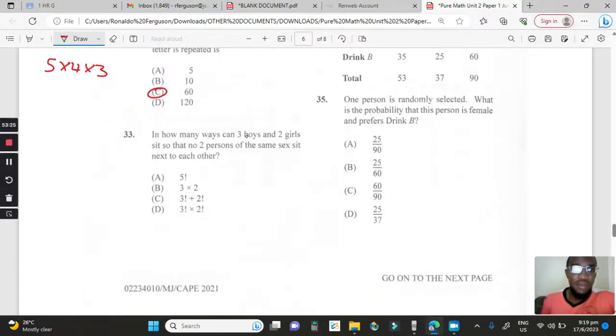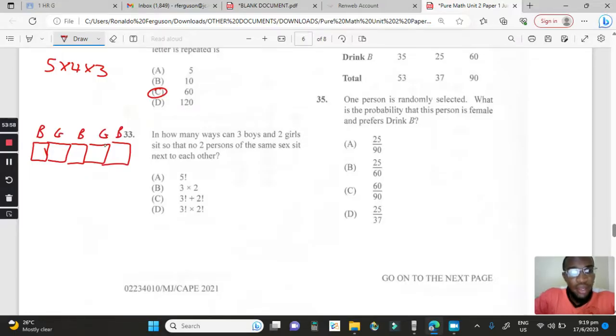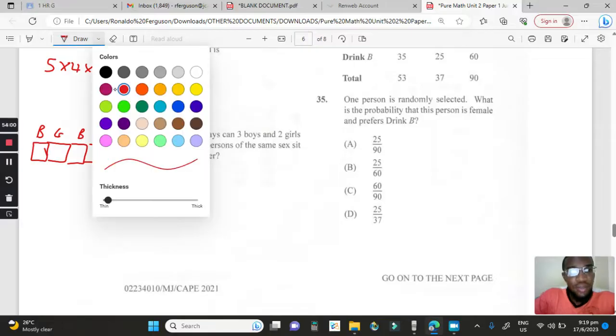Now it says, in how many ways can 3 boys and 2 girls sit so that no 2 persons of the same sex sit next to each other? So basically, we don't want 2 boys sitting beside each other or 2 girls sitting beside each other. In that case, we'll have to split it up. So what we're getting is a boy, girl, boy, girl, boy. That way, no 2 persons of the same sex sit next to each other.